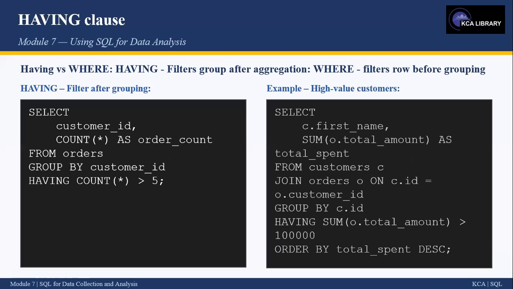HAVING clause. After grouping, we often need to filter the groups themselves. That is where the HAVING clause comes in. HAVING filters after aggregation, while WHERE filters before grouping. Example: SELECT customer_id and COUNT(*) AS order_count FROM orders GROUP BY customer_id HAVING COUNT(*) > 5. Here is a more practical example for high-value customers.